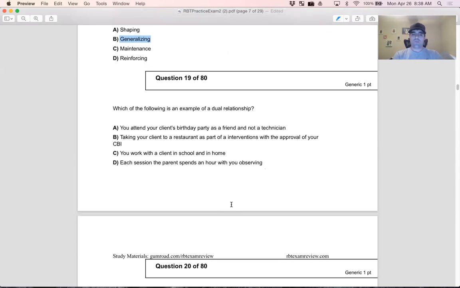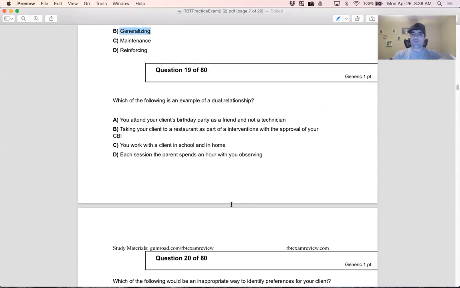All right, question 19. Which of the following is an example of a dual relationship? So what's a dual relationship? A dual relationship is when a professional and a personal relationship collide, okay? So as an RBT, as a behavior technician, you are a professional ABA provider, okay? All relationships with families should be kept professional.